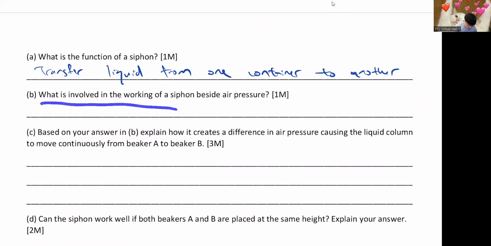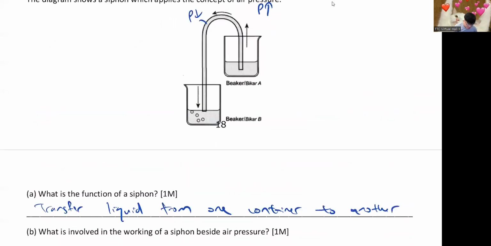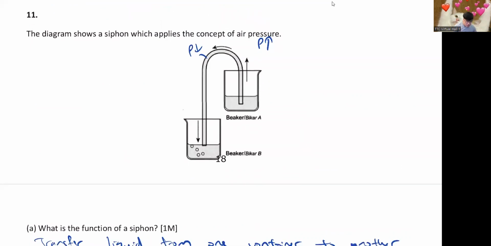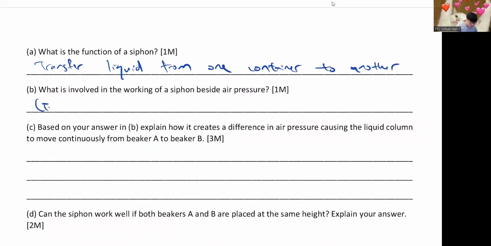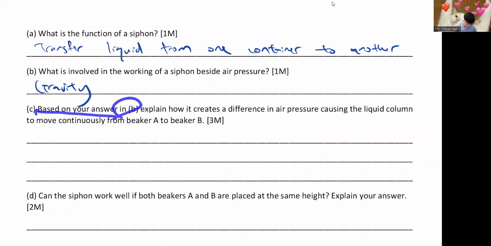Okay, so B. What is involved in the working of a siphon besides air pressure? Okay, this is a bit out of syllabus. So besides air pressure, what makes a siphon work? You see, this is higher, this is lower, right? This is like a waterfall. Water will go from high to a low ground. So what is this concept? This is gravity. Okay, gravity. So siphons work using air pressure and gravity, because gravity will pull the liquid down.